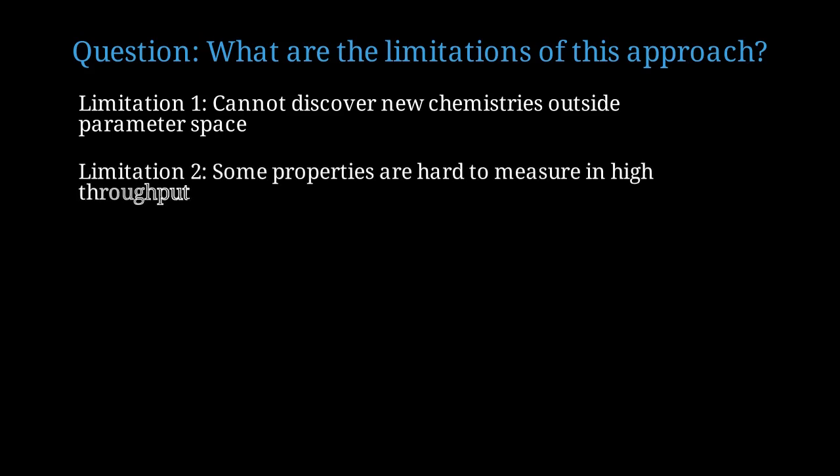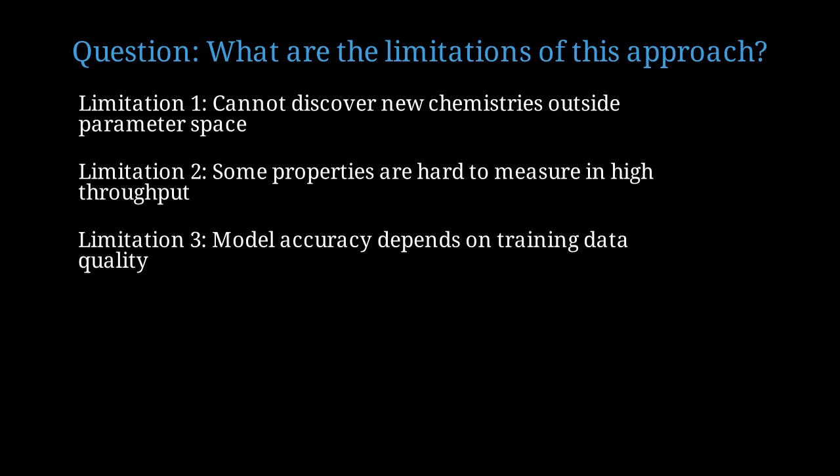Limitation 2. Some properties are difficult or impossible to measure in high throughput. Mechanical properties, long-term stability, and device-level performance often require large-scale samples and extended testing. Limitation 3. Model accuracy is fundamentally limited by training data quality. If your measurements have high noise or systematic errors, the model will learn those errors. Rigorous experimental controls are essential.